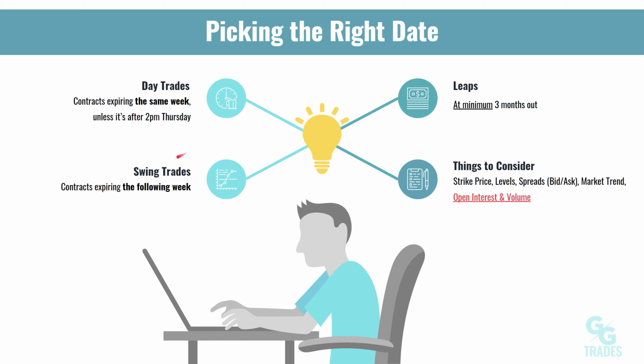For swing trades, we always recommend that you take contracts expiring the following week, because swing trades entail that you are holding overnight. You don't want to have any risk of that theta burn I was talking about, whether you get it on Thursday or Friday. So for swing trades, get the contracts expiring the following week. That's just our recommendation.